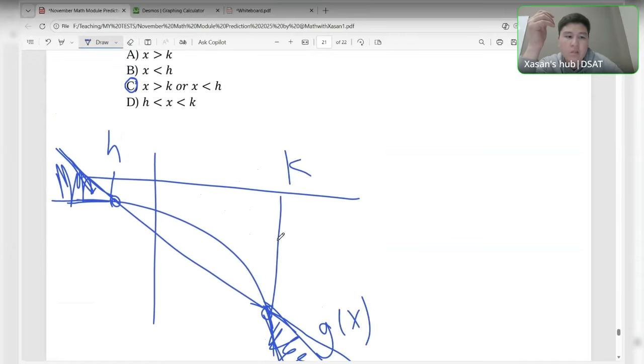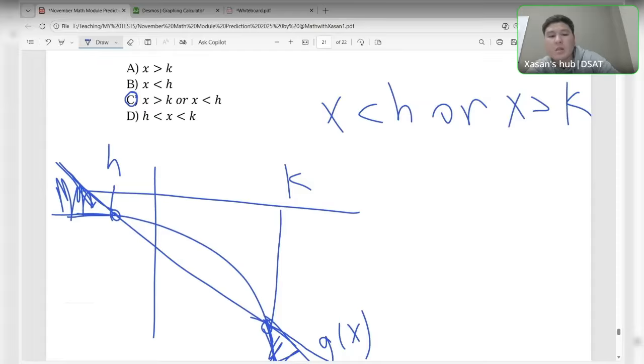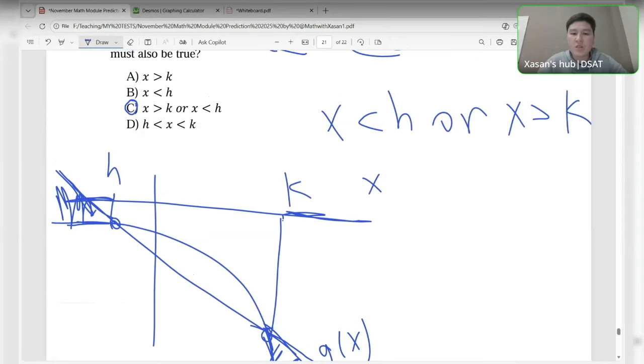And finally, in which intervals? When your x is less than h, or when your x is greater than k. I mean here, right? Just after k, and before the point h, the function g is greater than f. So therefore, the answer was C here.